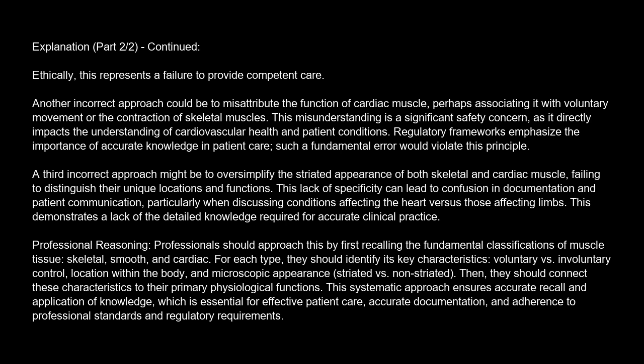Professional reasoning. Professionals should approach this by first recalling the fundamental classifications of muscle tissue: skeletal, smooth, and cardiac. For each type, they should identify its key characteristics: voluntary vs. involuntary control, location within the body, and microscopic appearance, striated vs. non-striated. Then, they should connect these characteristics to their primary physiological function. This systematic approach ensures accurate recall and application of knowledge, which is essential for effective patient care, accurate documentation, and adherence to professional standards and regulatory requirements.